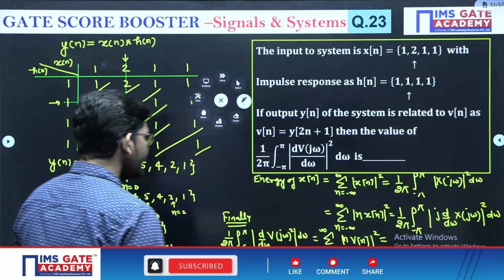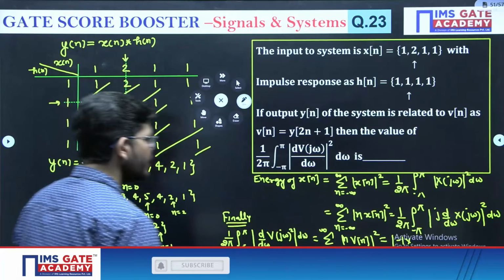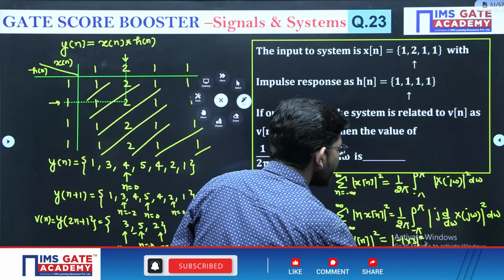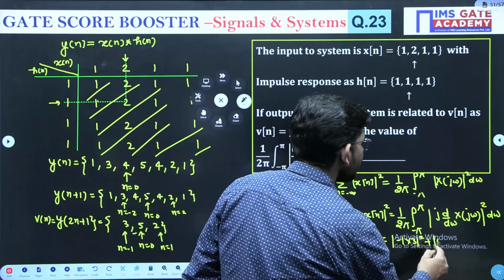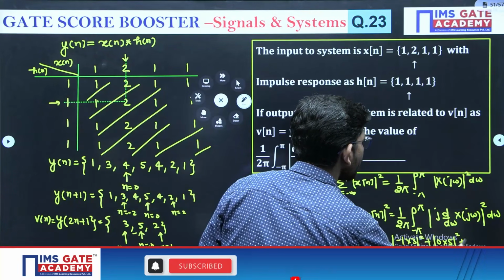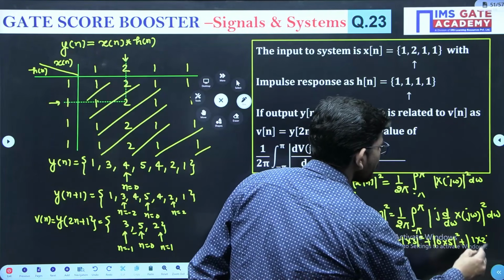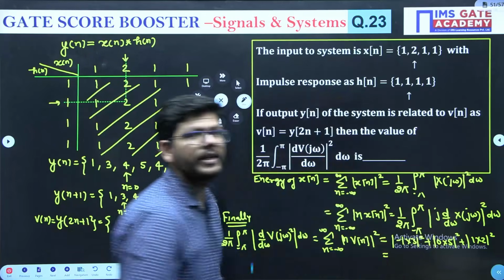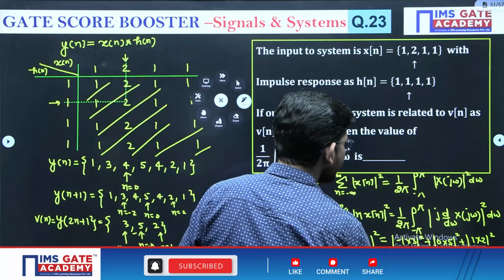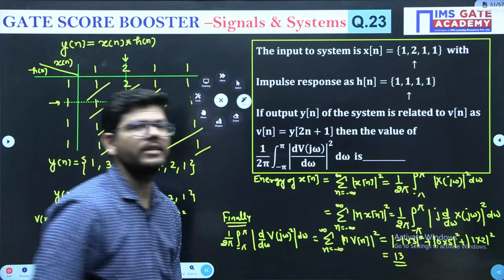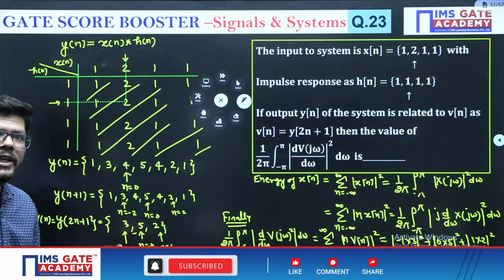When n is -1, the vn is 3, so -1 into 3 square, plus when n is 0, vn is 5, 0 into 5 square. When n is 1, it is 2, so 1 into 2 square, and when you solve it, finally it is going to give you 13. Okay, this will be 0, this will be 9 and 4, 13, and 13 is going to be the answer, right? So a lot of things they have given in this question, but we decoded everything.